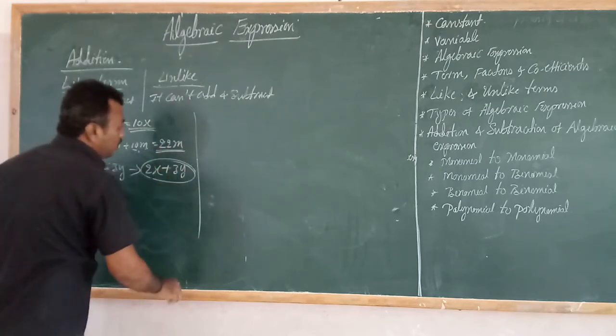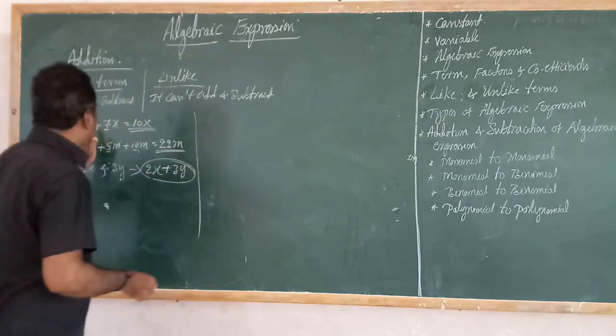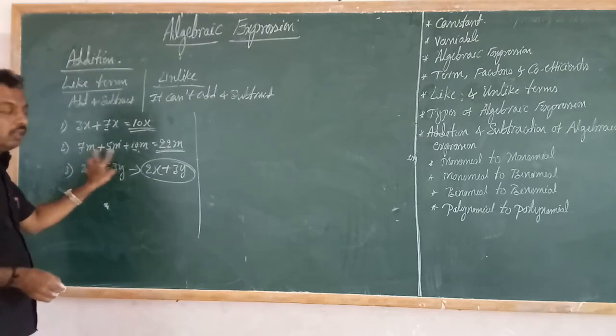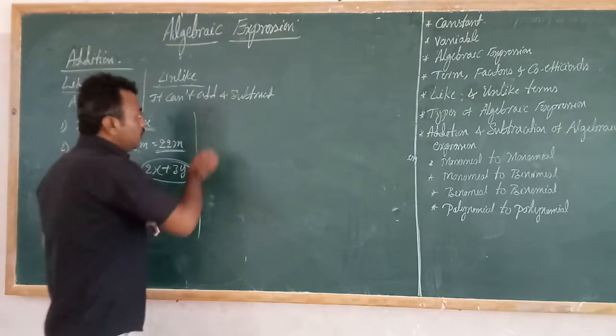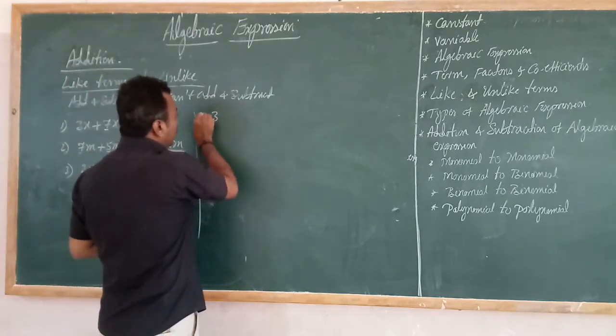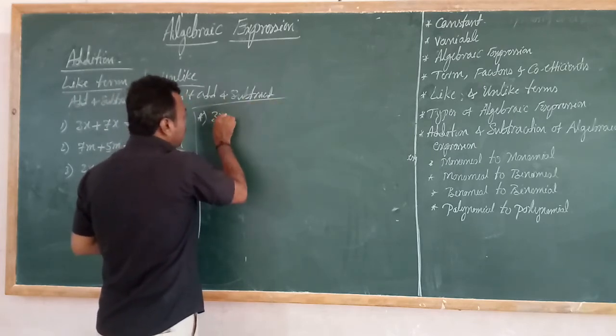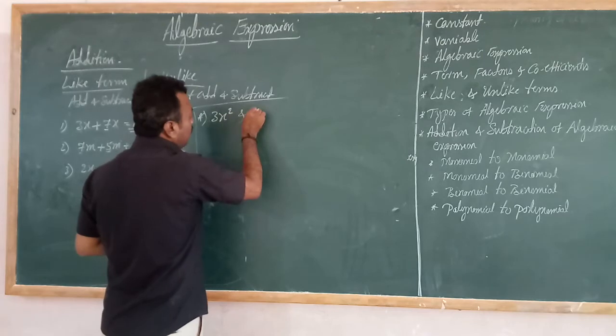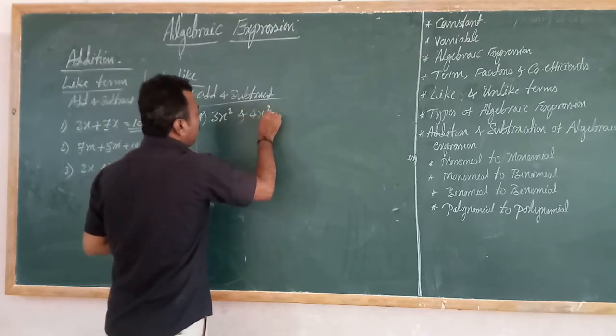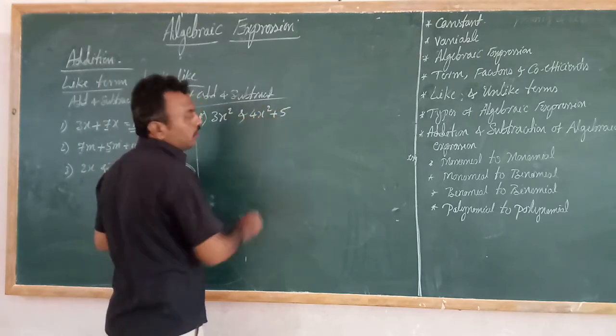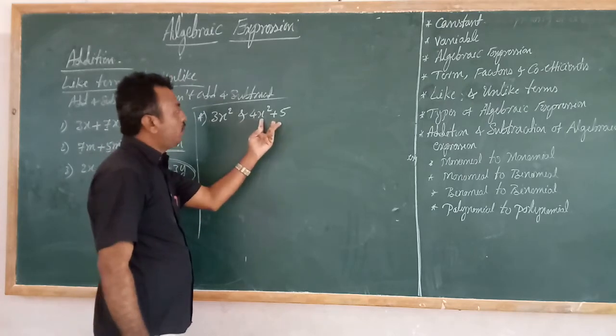So next, one more thing I will take. So this is a monomial by monomial. I will take monomial and binomial. See, what is the sum of 3x square and 4x square plus 5? 4x square plus 5 and 3x square.